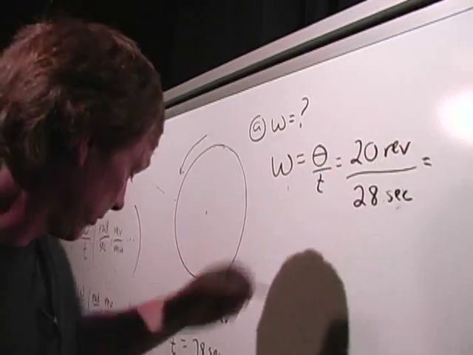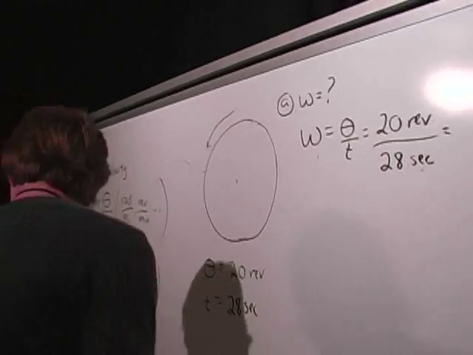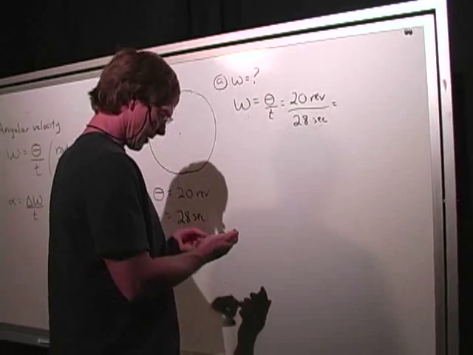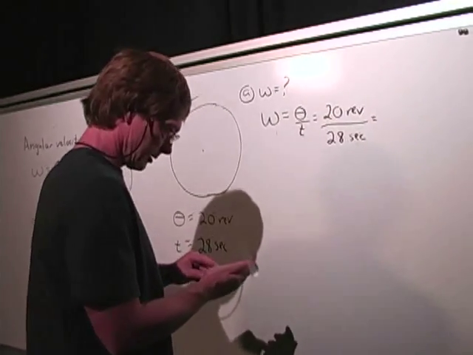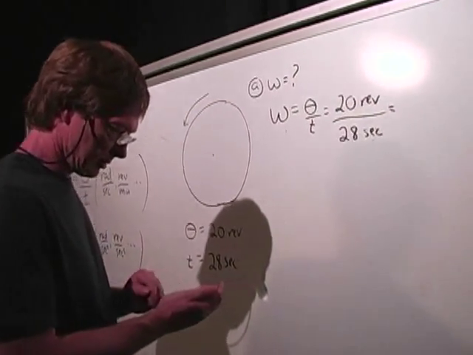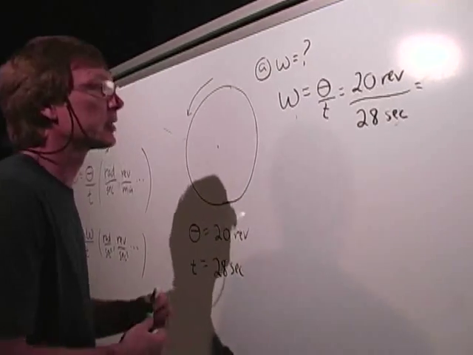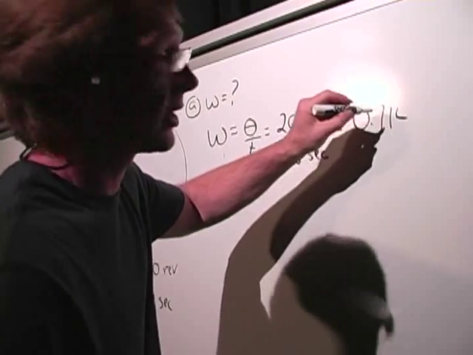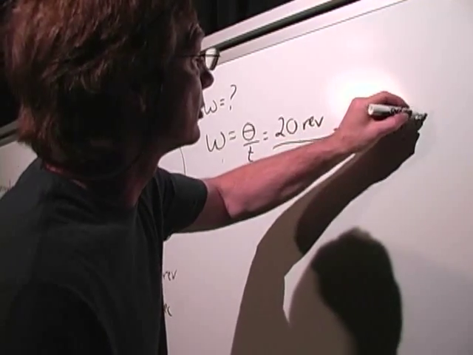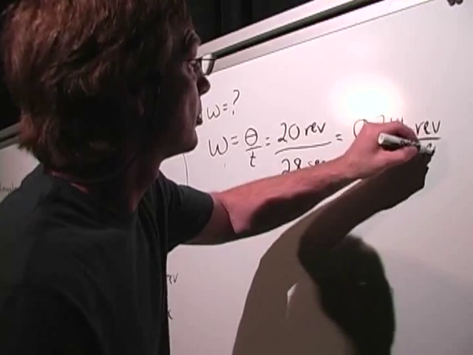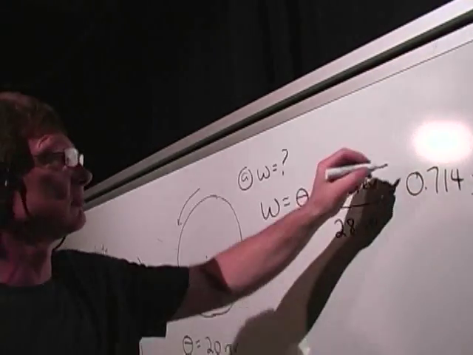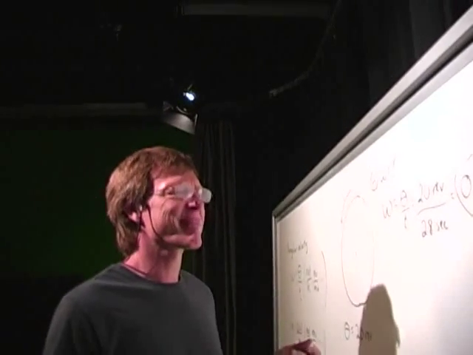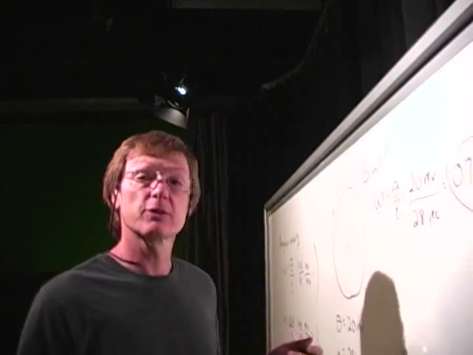That's going to give me revolutions per second. And I just have to pull out my calculator here. There it is. 20 divided by 28. That's 0. I'll just assume I know it to 3 sig figs. 0.714 revolutions per second. Okay. Now B, let's do it in revolutions per minute.